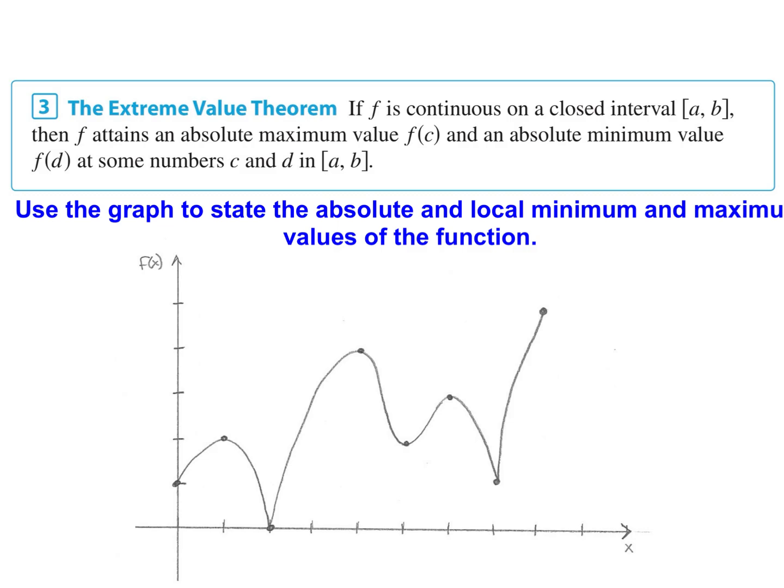All right, let's start with the absolute minimum. And you can write it lots of different ways. First off, what is the y value? 0. Where does it occur? 2. So the absolute minimum is 0, and it occurs at x equals 2. Does it occur anywhere else? Nope. So that's how I would want you to write it, something like that.